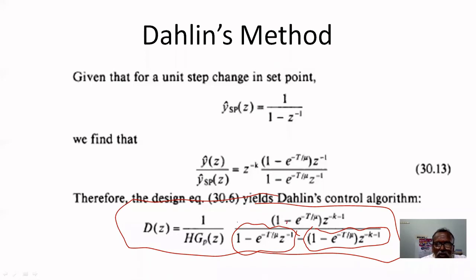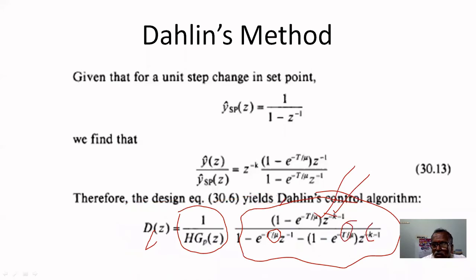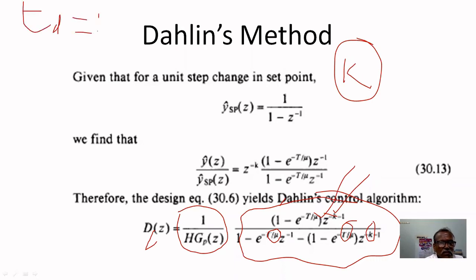Here what all we have to substitute. In that Dahlin's controller, we have to substitute 1 by HGP of z, depending upon the given system. Then we have to assume and substitute the dead time, an integral multiple of sampling period. 1 by mu, assume the time constant. Here also you have to substitute that mu. Here you have to substitute the dead time. So if you know k, integral multiple of sampling period equal to dead time. That is td, if you know td, the dead time in that process, that is equal to kT if you write, then k equal to td, dead time, upon T, sampling period.